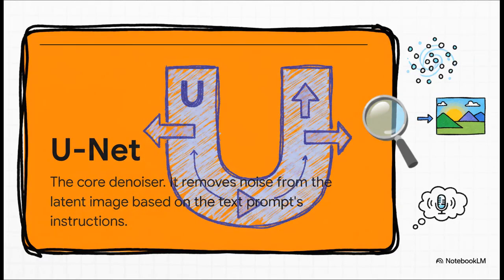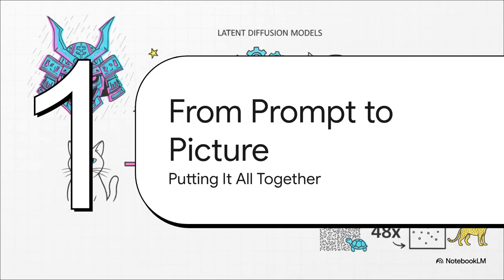Next, we have the UNet. It actually gets its name from its U-shaped architecture and diagrams. This thing is the real brain of the operation. It's the actual denoiser. It looks at the noisy latent image and at the numerical instructions from the text encoder, and then it figures out how to remove the noise in a way that perfectly matches the meaning of your prompt.